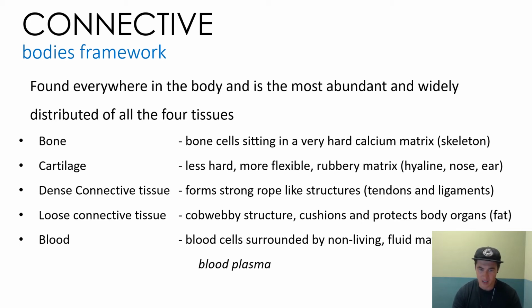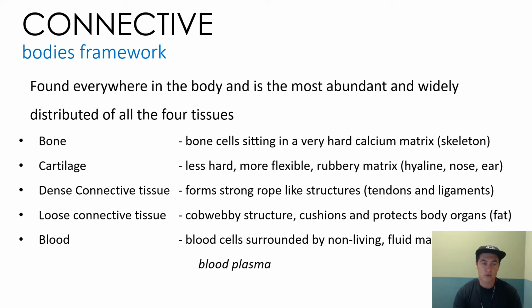Cartilage, less hard, it's a bit more flexible, rubbery matrix. So if you think about hyaline cartilage in forming bone or in the articular spaces of joints, your nose and in your ear is an example of cartilage. Then we have dense connective tissue. These fibers within the ground substance create this strong rope-like matrix. So things like our tendons and our ligaments, a super strong kind of structure.